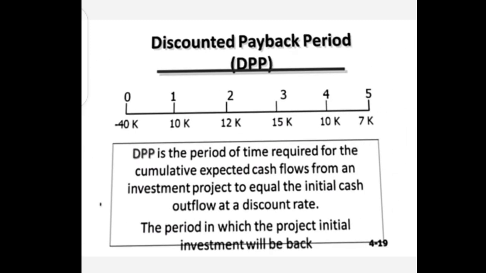Now we are moving forward to another technique of project evaluation, the discounted payback period. The discounted payback period is the period of time required for the cumulative expected cash flows from an investment project to equal the initial cash outflow at a discount rate. In the payback period we were not discounting; here we will use discounting. So we will find the cumulative cash flows based upon the discount rate. We will be given the discount rate or rate of return, with which we discount in order to find out whether we should accept the project or not. If the initial investment is recovered in the required period, we go for this project, otherwise we will not go for that project.